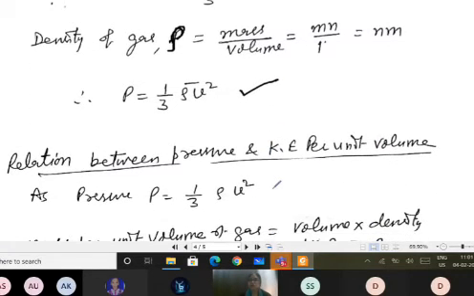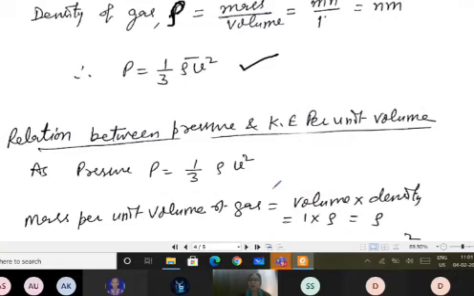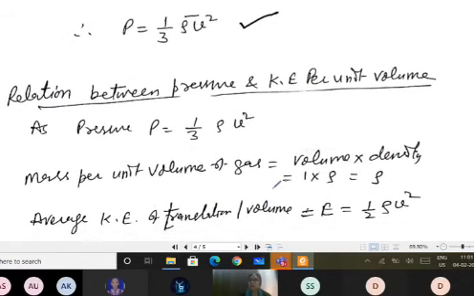Now, if this is the result, I can be asked to find the relation between the pressure and kinetic energy per unit volume. Because the pressure exerted by the gas we have derived is 1 by 3 rho V square. I can find mass per unit volume, that is volume into density for the unit volume. If I have taken density as rho, it means mass per unit volume is equal to density rho, which you already know.